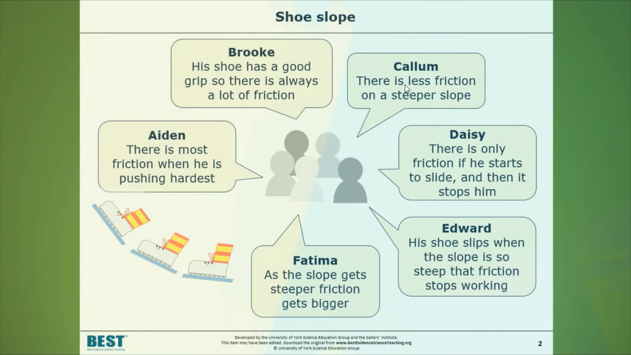Okay? Callum also is partly correct, same with Brooke and Daisy. There is less friction on a steeper slope. Edward is also correct when he said that his shoe slips when the slope is so steep that the friction stops working. But yeah, so Brooke, Callum, and Edward are the three students who got this correct. Daisy is partly correct but not entirely correct. Okay, so you can think of your answer, or you can discuss this, or you can research about this.